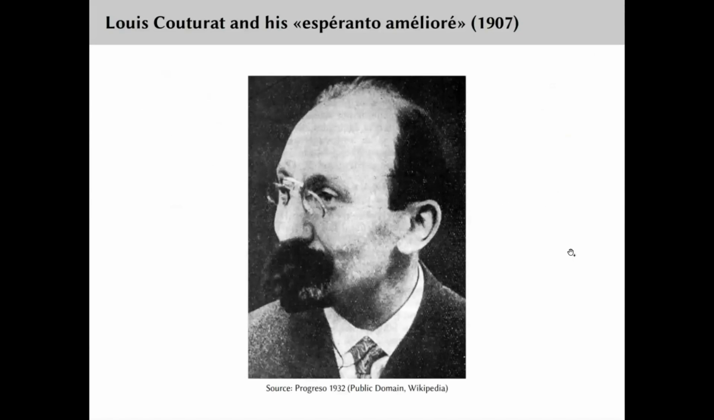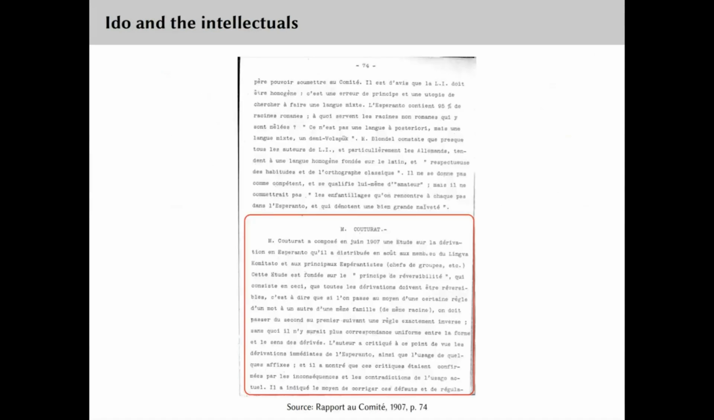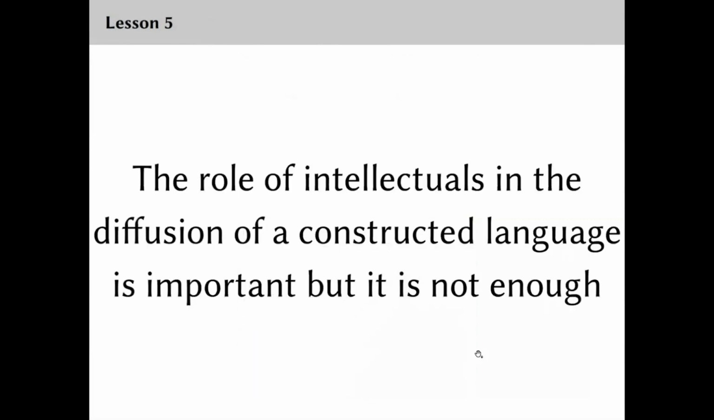Lesson 5, with Louis Couturat and his Esperanto amélioré, improved Esperanto. Couturat only went to the intellectuals, and this is the report of the committee, which was a committee of people from academia, to accept the best version of these proposals. This is very serious, but you can't overestimate the role of intellectuals in the diffusion of a constructed language.